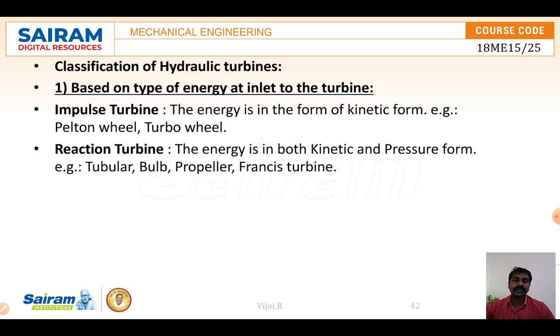So for the classifications, let me see what types of turbines there are. Normally we call them hydraulic turbines. Based on the energy at the inlet, there are impulse turbines and reaction turbines. In the impulse turbine, the stream of water comes through the pipeline from the dam and is injected directly onto the turbine blades. So the water is getting directly filled onto the turbine blade.